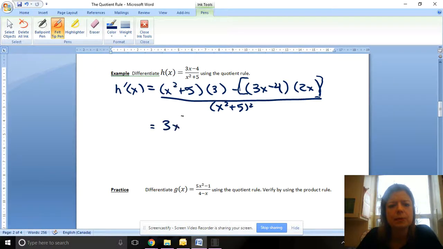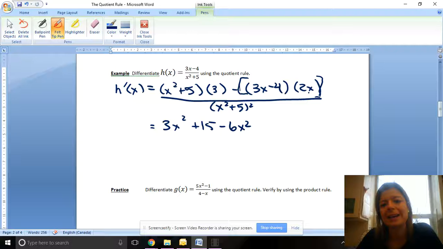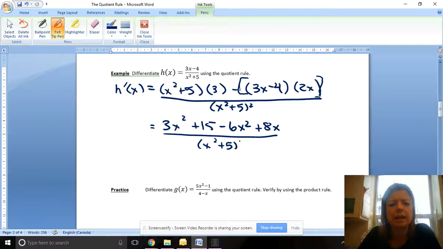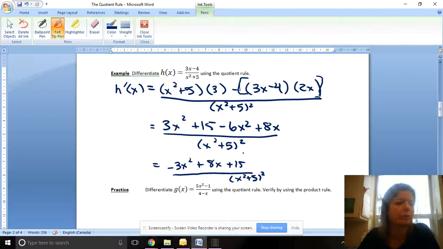So you get 3x squared plus 15. Okay, so 3x times 2x is 6x squared, so minus 6x squared. And then negative 4 times 2x is minus 8x, but I'm subtracting it, so it becomes plus 8x. Okay, all over the bottom squared, which again, you can leave as it is. And now you just collect like terms. So you get minus 3x squared plus 8x plus 15 all over x squared plus 5 squared. Obviously that should be centered. I just ran out of room.